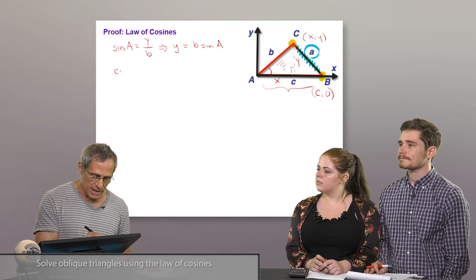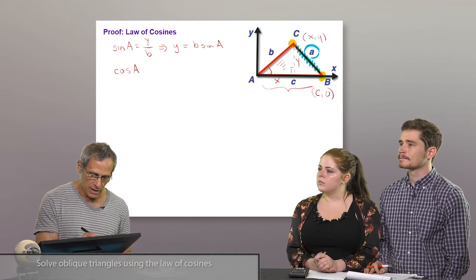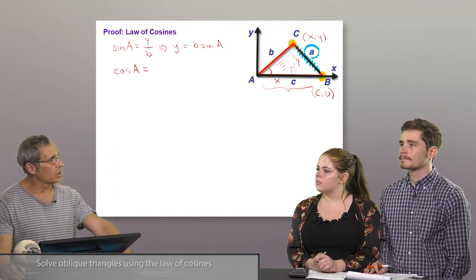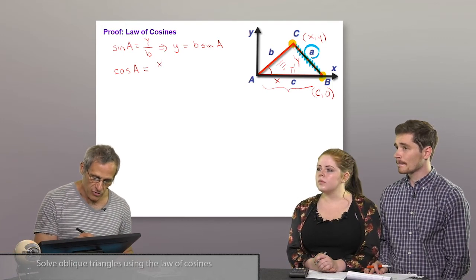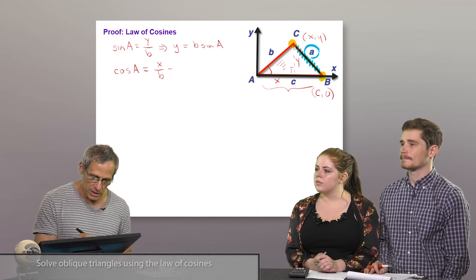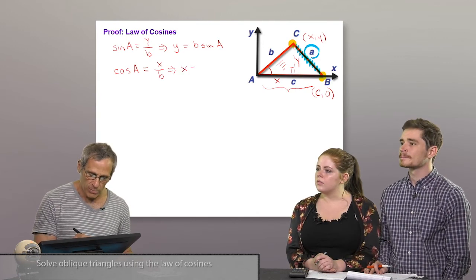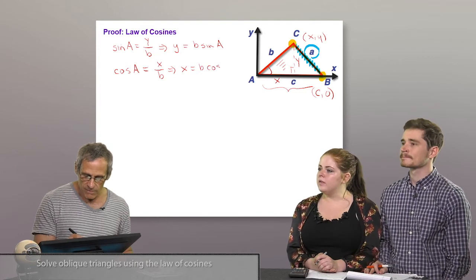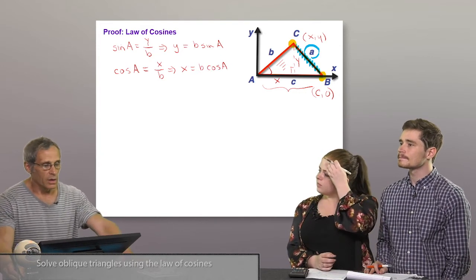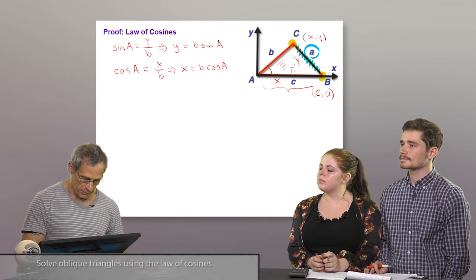Similarly, the cosine of A would be what ratio? Adjacent over hypotenuse, x over b. So I know x in terms of the other parts of the triangle. It would be b cosine of A. Very good. So now I'm just going to apply the distance formula for A.